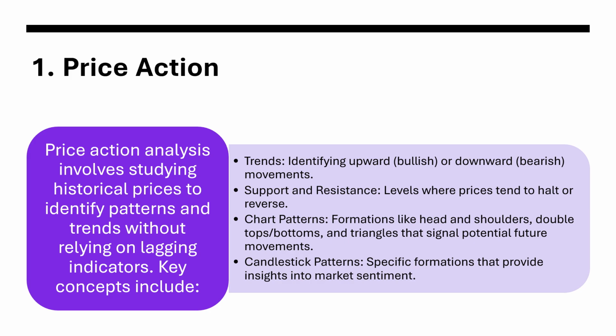Next, we have support and resistance levels. These are critical zones where prices tend to stall or reverse direction. Support represents a price level where buying pressure is strong enough to prevent further decline, while resistance marks a level where selling pressure tends to limit further gains.